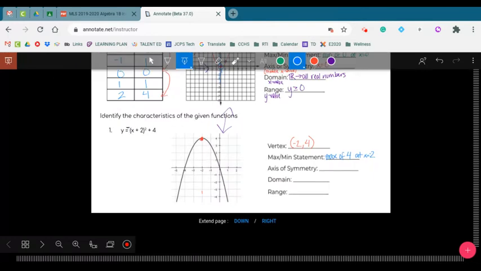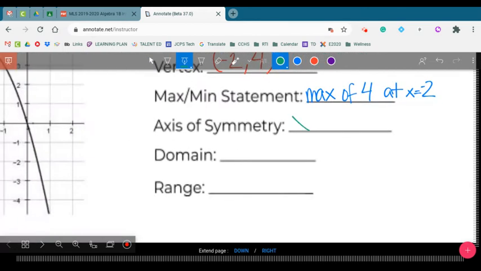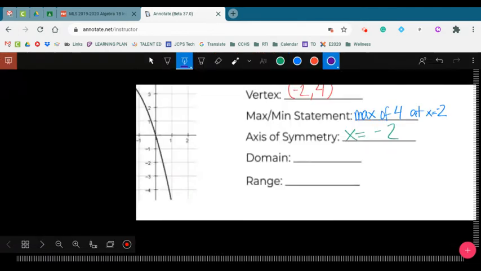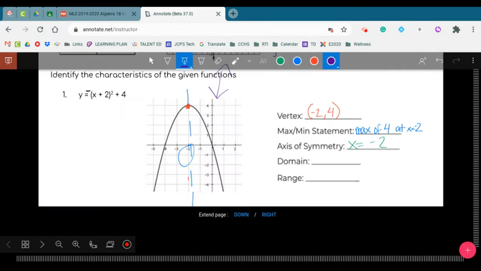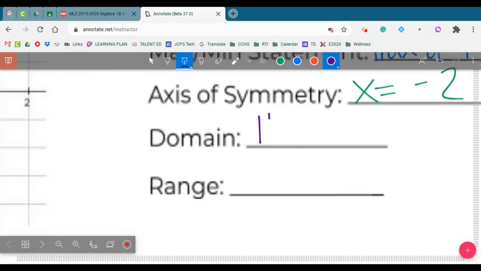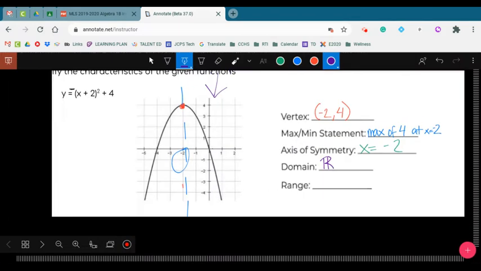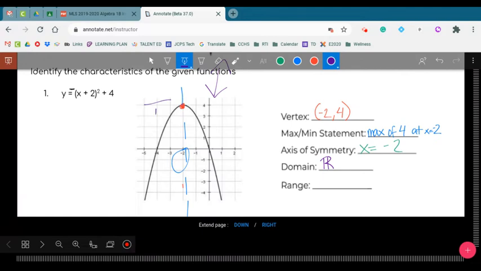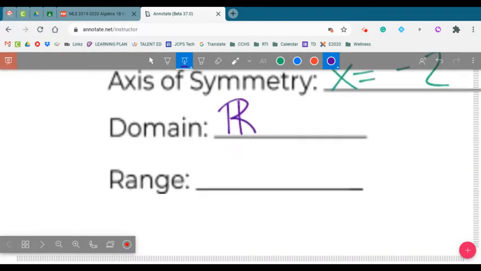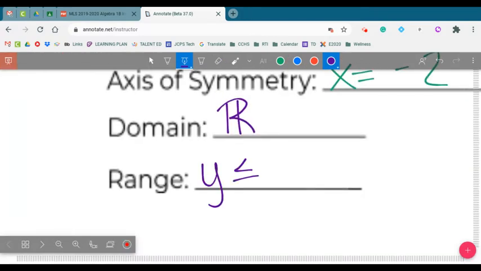Now your axis of symmetry is this imaginary line down the middle at your x value, so that would be x equals -2. Our domain, as we said before, because that x keeps going on and on and on, is all real numbers. And our range, since it's at 4 or goes lower, is going to be y is less than or equal to 4.